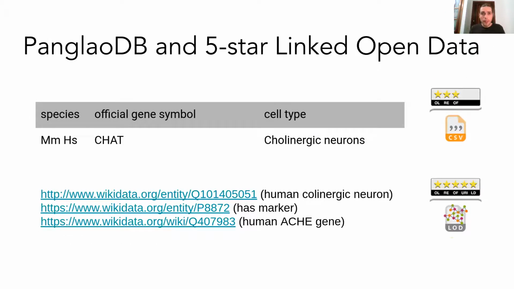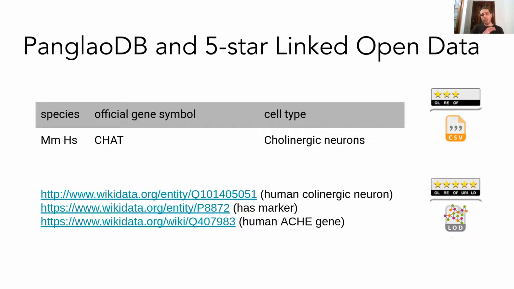On PanglaoDB, as I mentioned before, data is at the three-star standard. And here you see a line of the database stating that the cholinergic neurons are marked by the gene choline acetyltransferase in Mus musculus and Homo sapiens, in mouse and humans. And there are a few things there that are not perfect in the sense of data quality. We have a string representing cholinergic neurons. It's not resolvable. It's ambiguous, perhaps. We have species there. There are two species in the same slot. So there are ways to improve this data in terms of data quality.